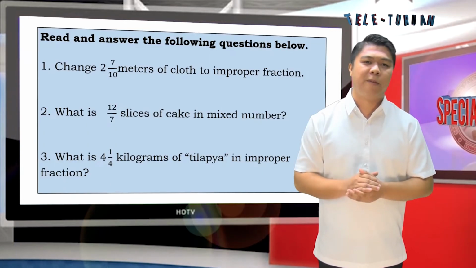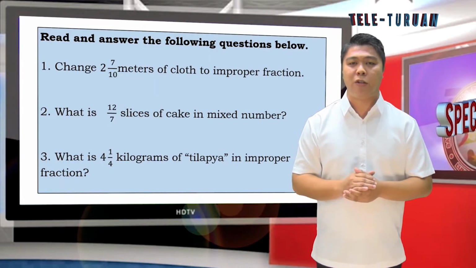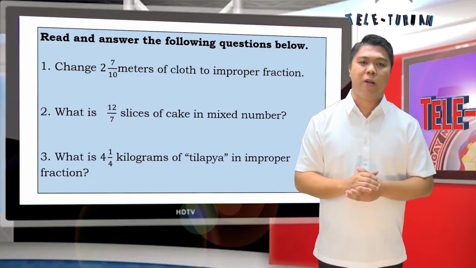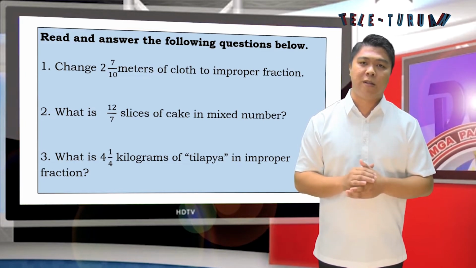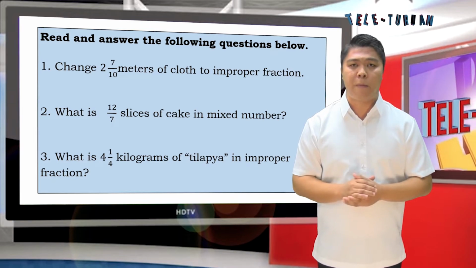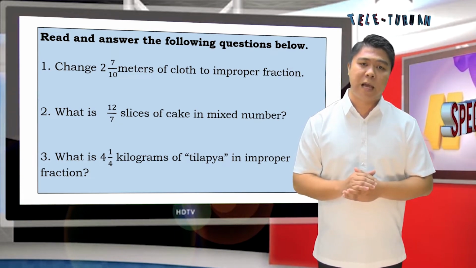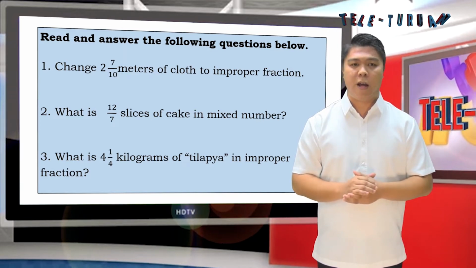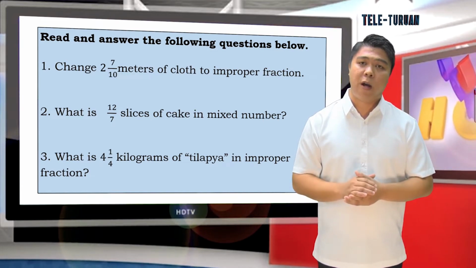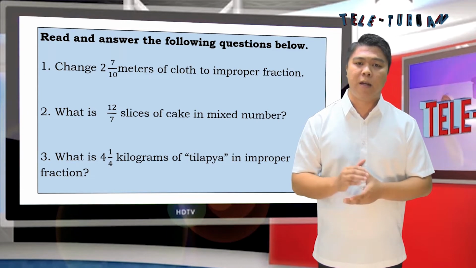It's your turn. Read and answer the following questions below. Number 1. Change 2 and 7/10 meters of cloth to improper fraction. Number 2. What is 12 over 7 slices of cake in mixed number? And number 3. What is 4 and 1/4 kilograms of tilapia in improper fraction?